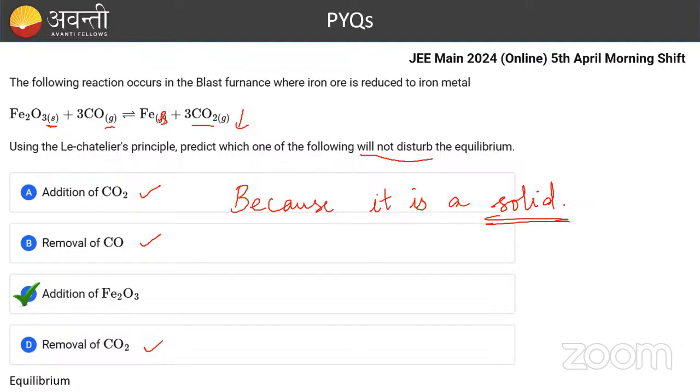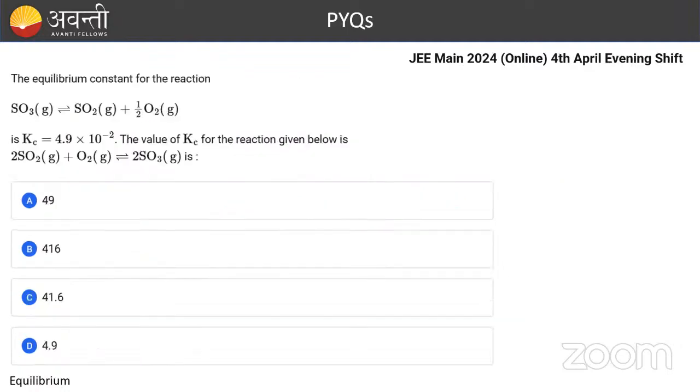Okay. So the next question is: the equilibrium constant for the reaction SO3 giving SO2 and half O2 is Kc, which is equal to 4.9 into 10 power minus 2. The equilibrium constant Kc is... So this is the given equation, and the Kc for this equation is given, and this is the desired equation. Desired equation means the equation for which we need to find out the Kc.